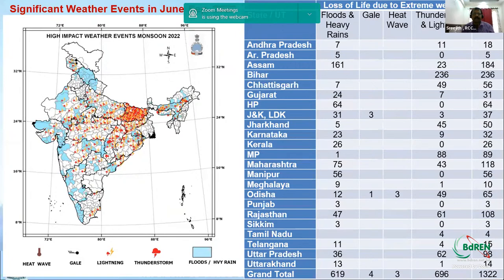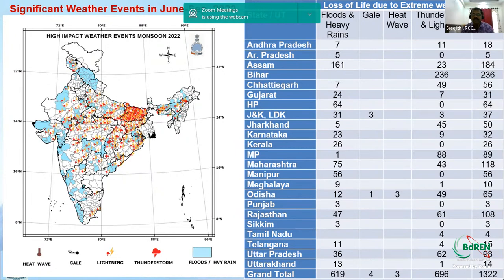The significant weather events that happened over the Indian region, I have summarized here. We can see the blue color indicating flood or heavy rainfall associated with extreme events, and we can see many regions in the central as well as the north and northeast India where we got a flood situation. Another important feature we can notice is that over the foothills of Himalaya, mainly in Bihar and many regions in the east, we got large thunderstorm activity associated with deaths also.